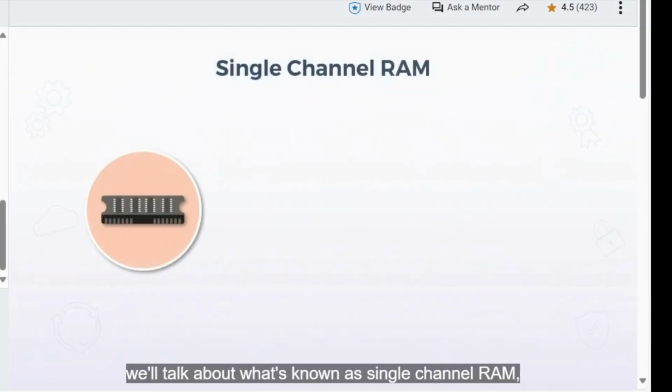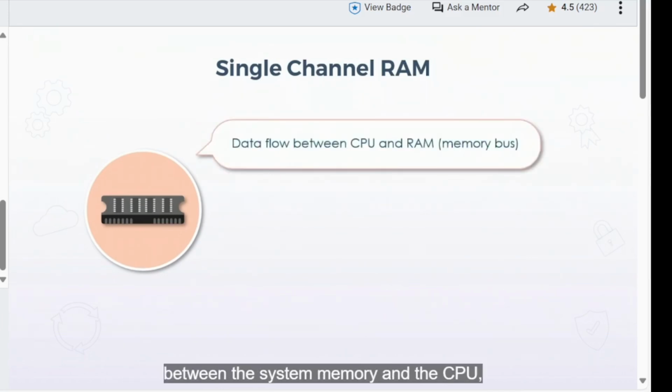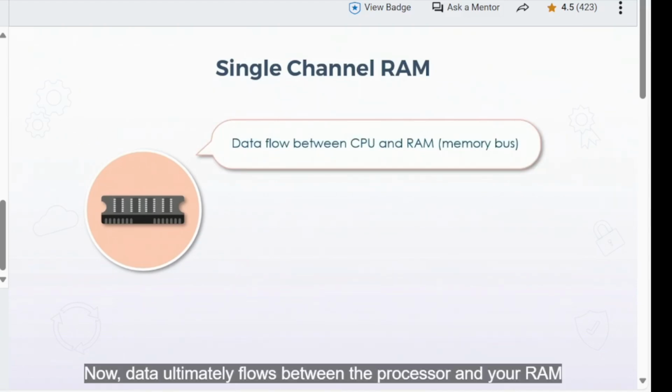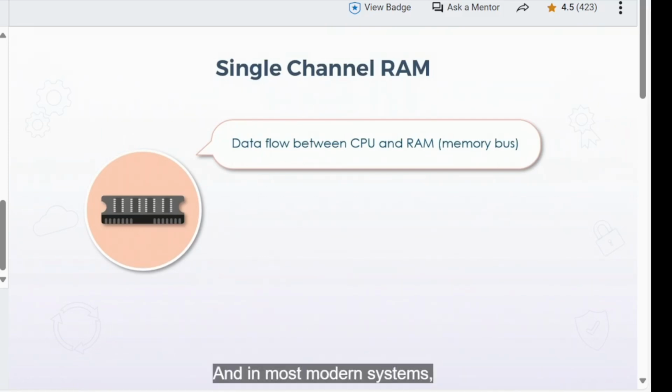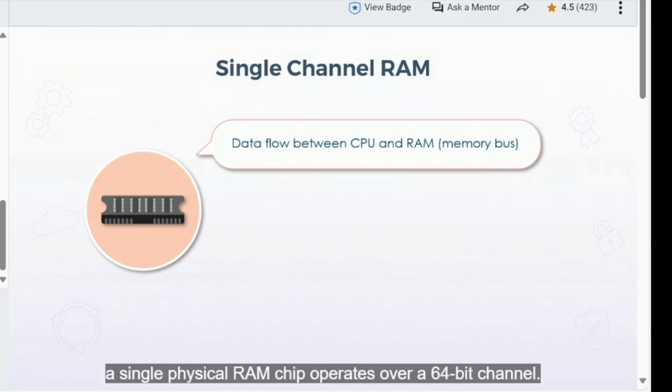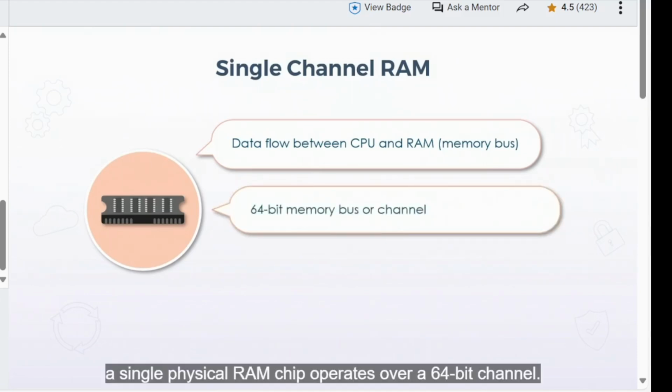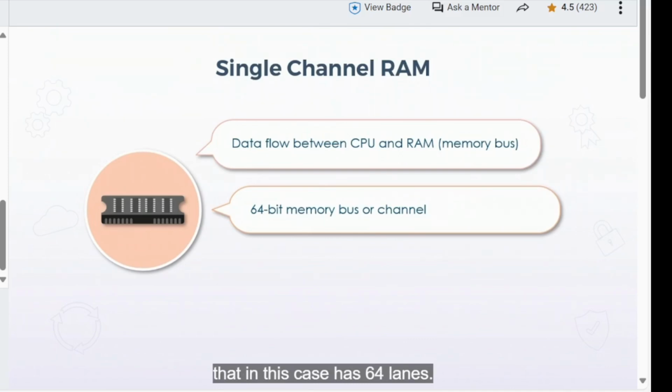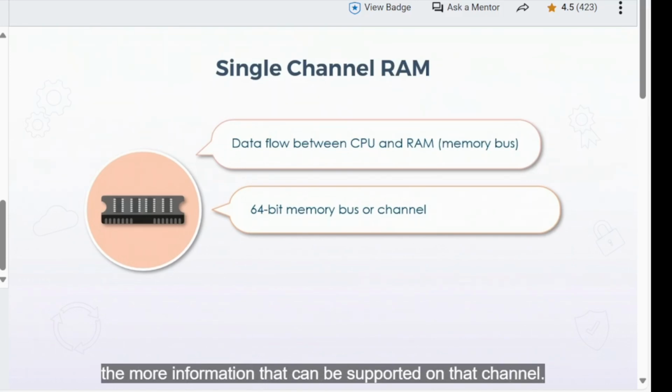In this presentation, we'll talk about what's known as single-channel RAM, which refers to the communication channel between the system memory and the CPU, which is also known as the system or the memory bus. Now, data ultimately flows between the processor and your RAM via this pathway, and in most modern systems, a single physical RAM chip operates over a 64-bit channel. So to imagine that, just think of that entire channel as a highway that, in this case, has 64 lanes. So clearly, the more lanes there are, the more information that can be supported on that channel.